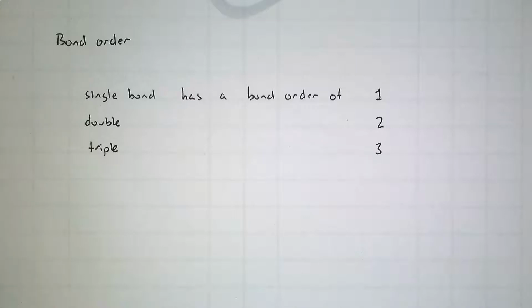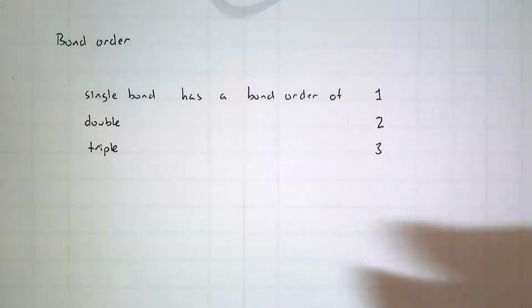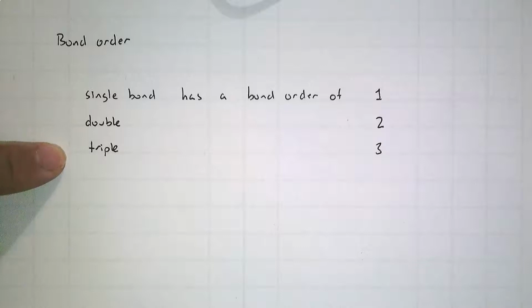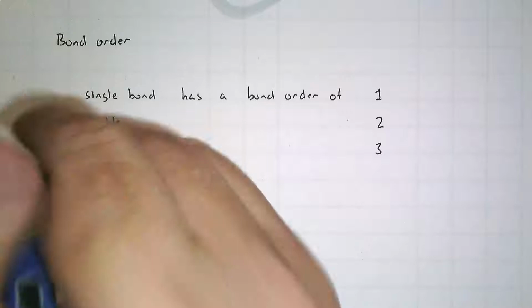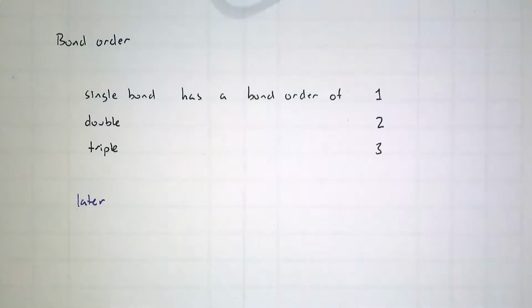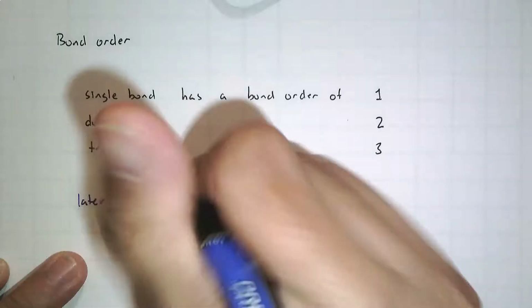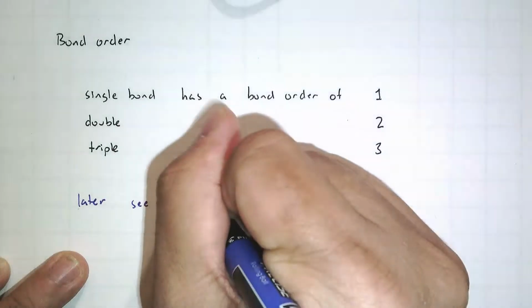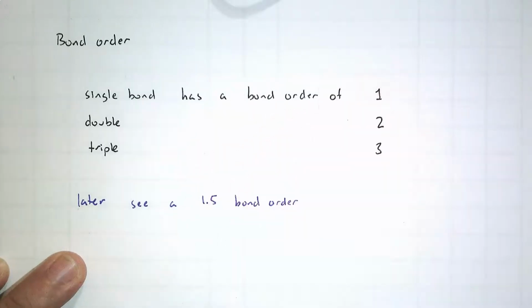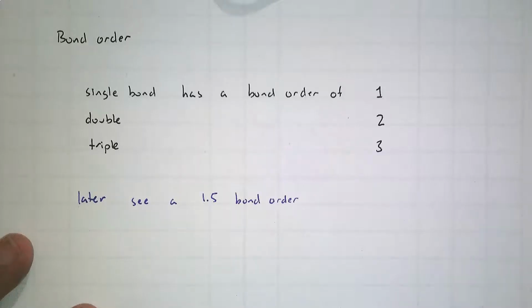What is the purpose of this? Why do we have to have a bond order where all it looks like we're doing is saying a single is 1, a double is 2, and a triple is 3? Why can't we just say single, double, triple? Because later we're going to see something a little bit unusual. We're going to see a 1.5 bond order. And there's a simple calculation to figure that out once we have all the Lewis structures.